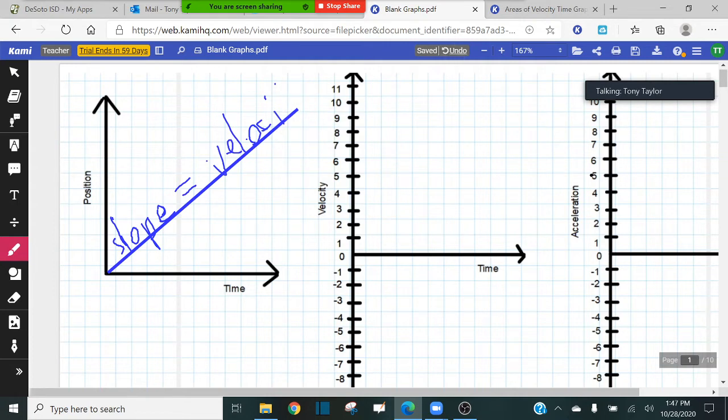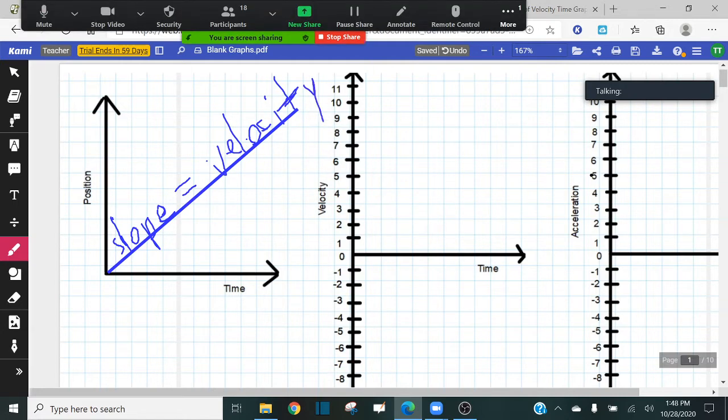Sorry, guys, I don't know why this screen is hard to write on today. Okay, there we go. Did someone send Jordan the attendance?